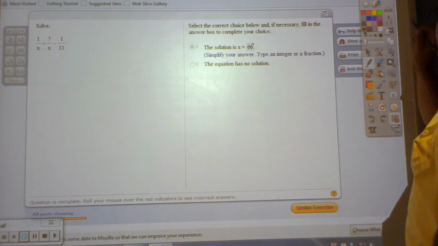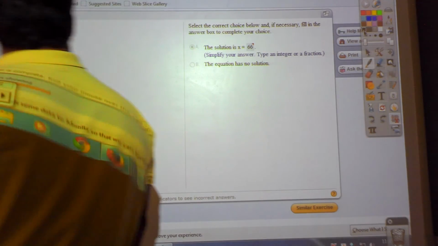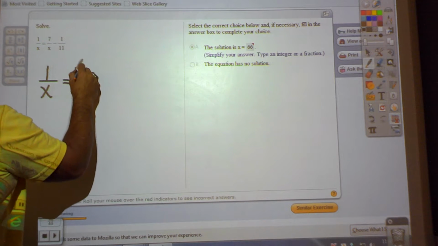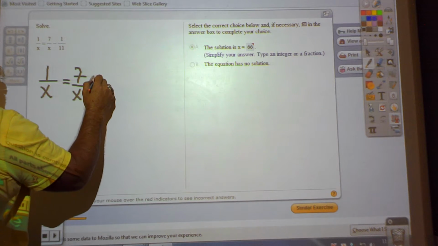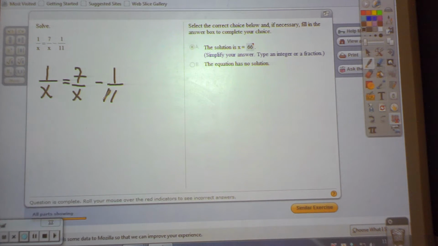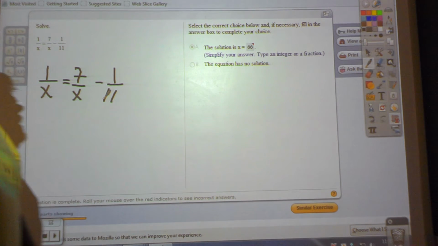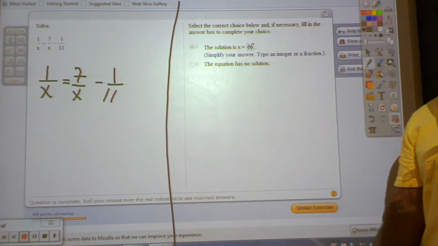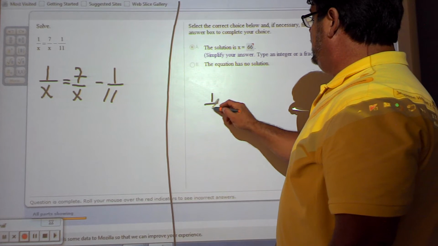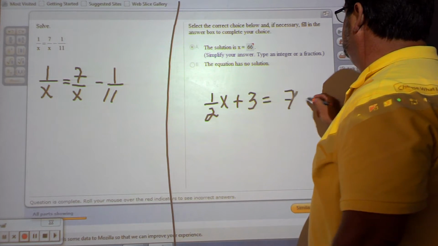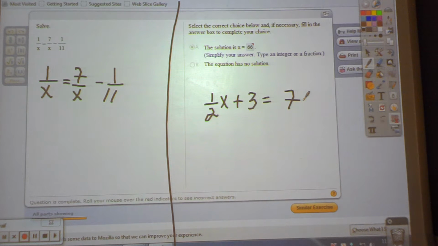So, take a little hiatus there. 1 over x equals 7 over x minus 1 over 11. Now, I told you we were going to take a shortcut, or take a trip back to Algebra 1. 1/2 x plus 3 is equal to 7. There's a basic Algebra 1 problem.